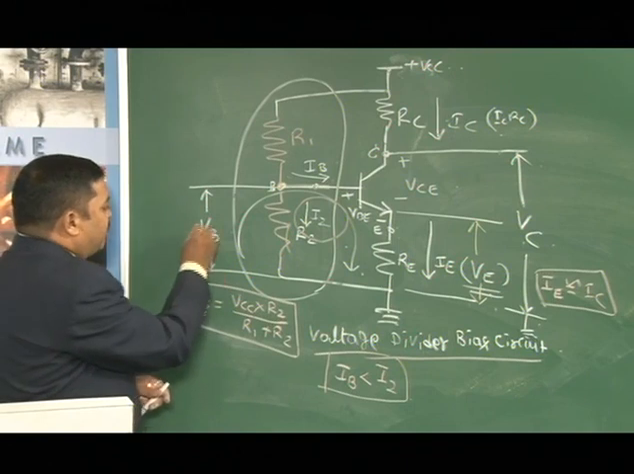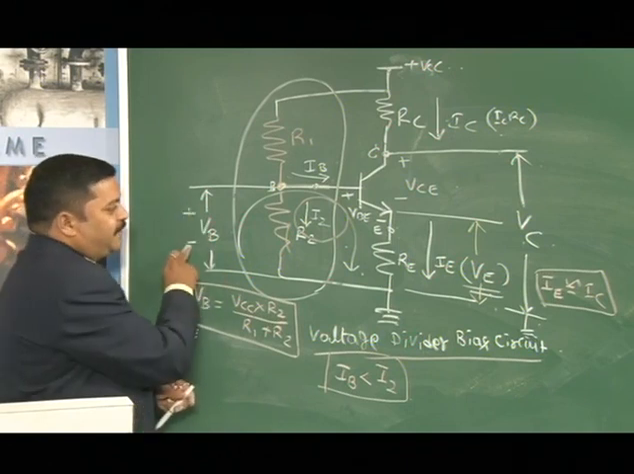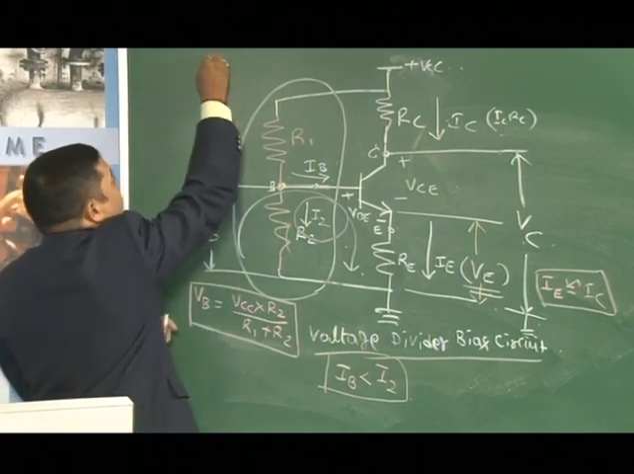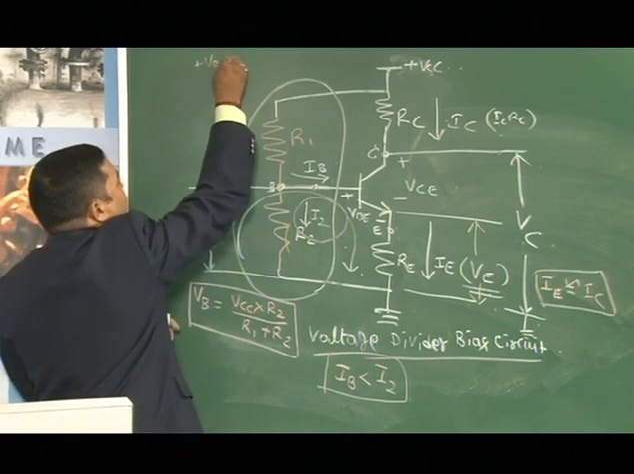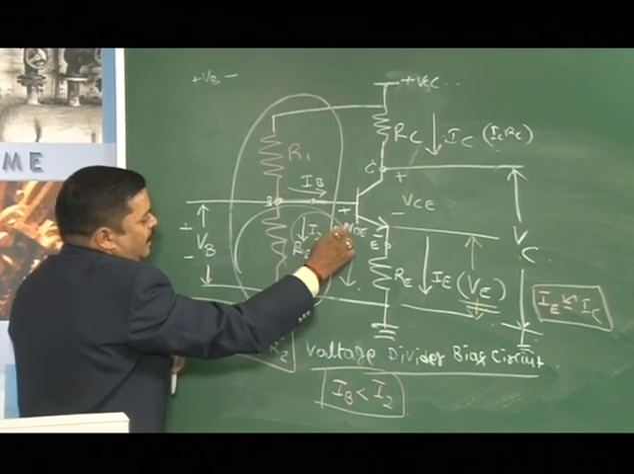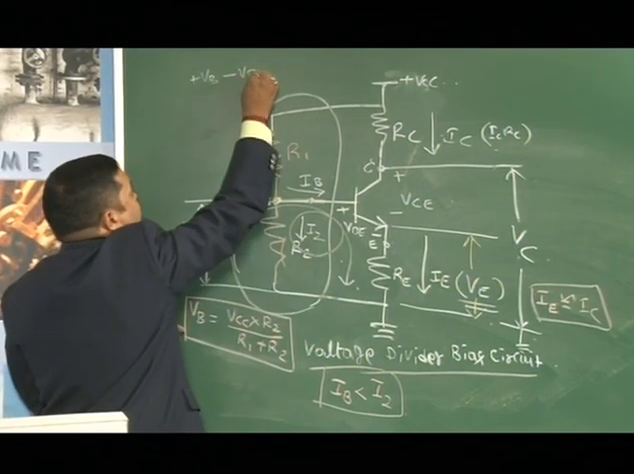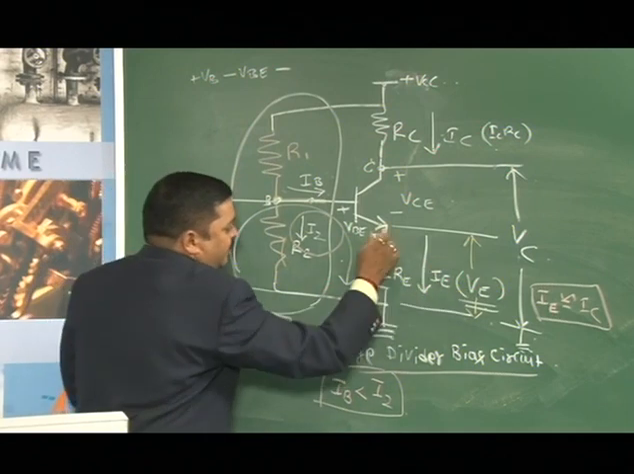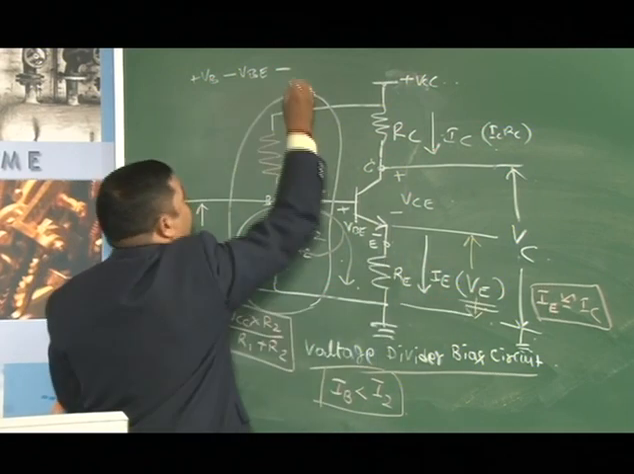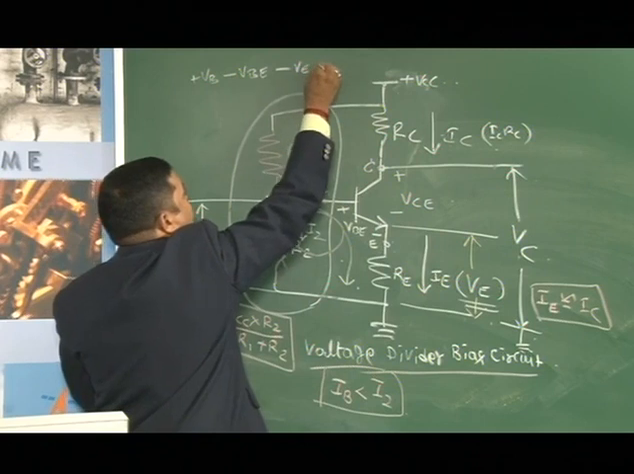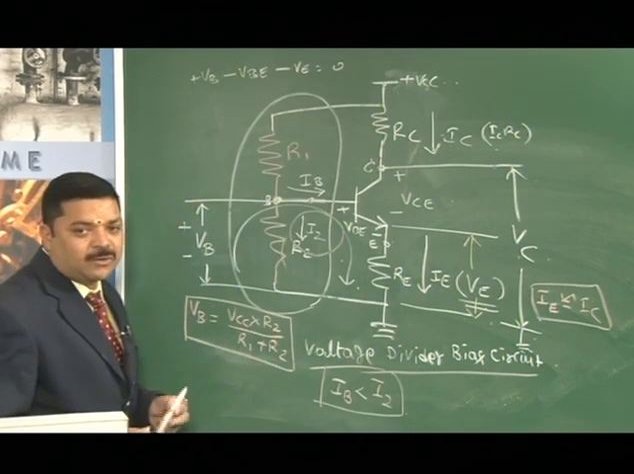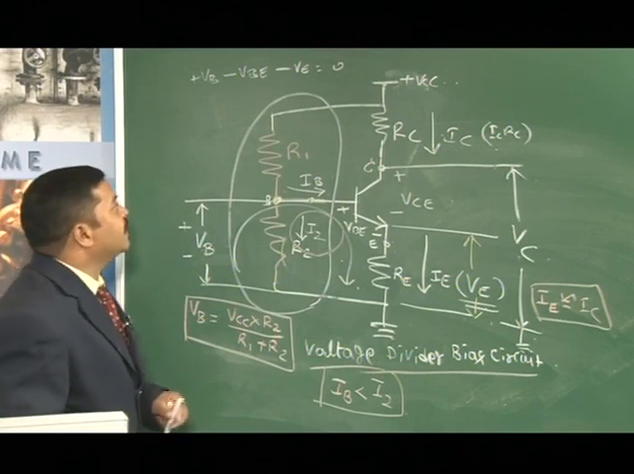It is VB minus plus, minus to plus, we will assume it as positive, as I told you. So, it is VB plus VB minus VBE minus the voltage here in this resistor, let me write VE, equal to 0. The algebraic sum of voltages in a closed loop is 0, that is KVL.